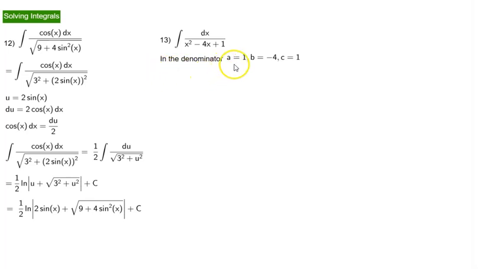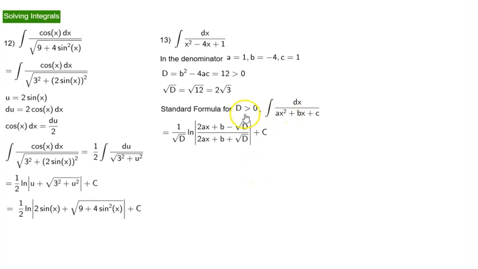So here in the denominator, we have a equal to 1, b equal to minus 4, and c equal to 1. And b square minus 4ac is equal to 12, which is greater than 0. So when it is greater, we require square root of d, which is equal to 2 root 3. The standard formula for d greater than 0 is 1 by square root of d natural log of absolute value of 2ax plus b minus root d divided by 2ax plus b plus root d plus c. So we apply that formula.